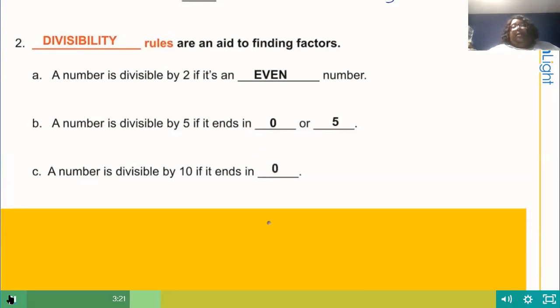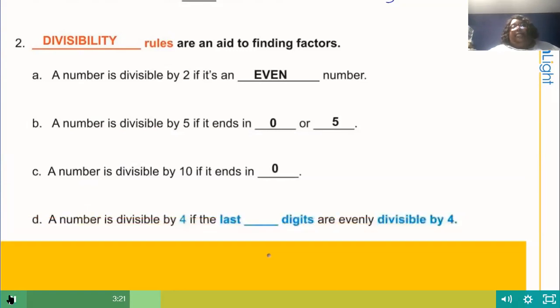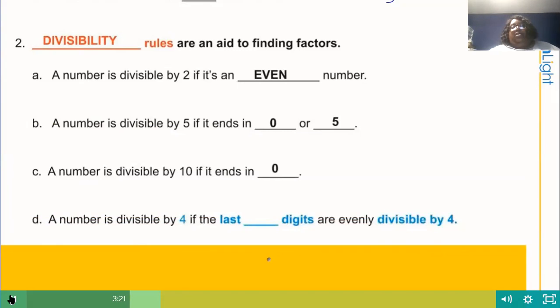10 is important. We'll use that in our factoring, and it comes up a lot. Now, how about something like 4? Do you remember the divisibility rule for 4? Well, it goes like this. A number is divisible by 4 if the last, do you know what fills in the blank?